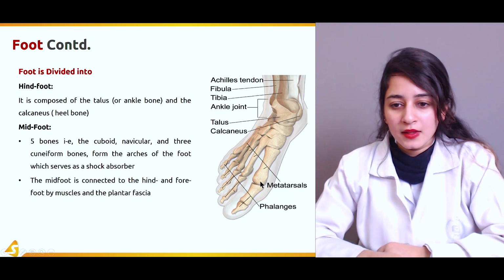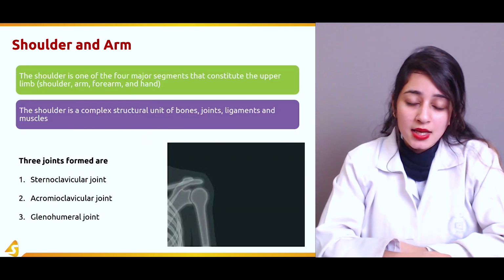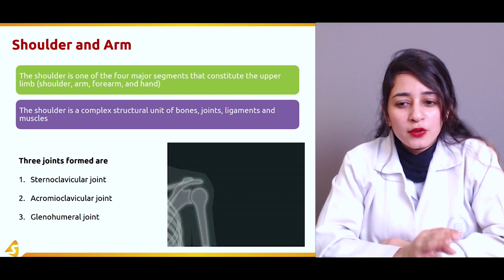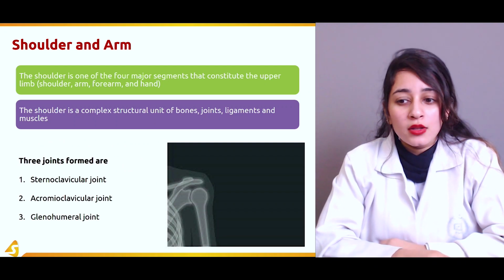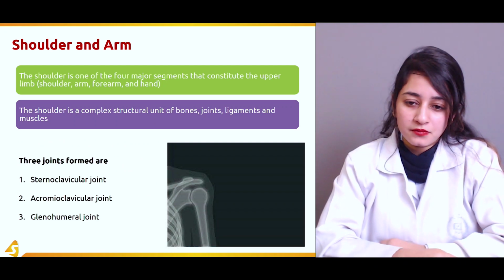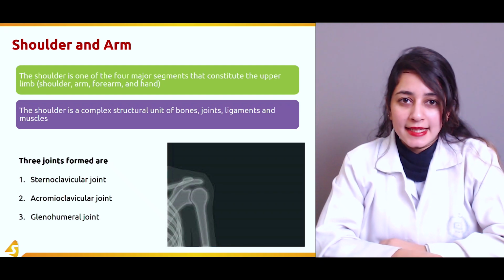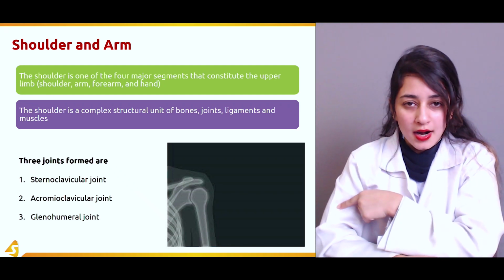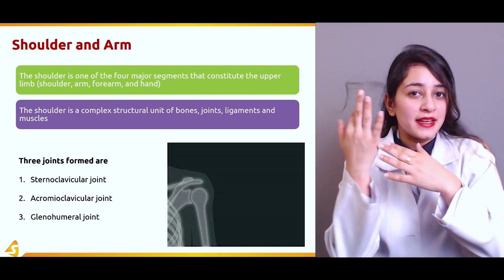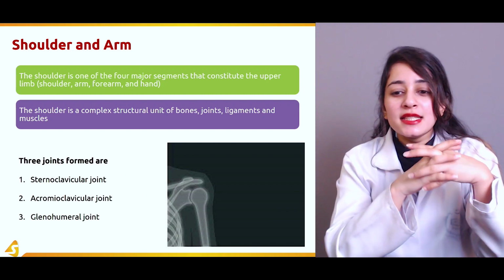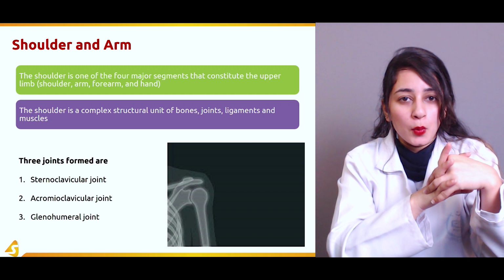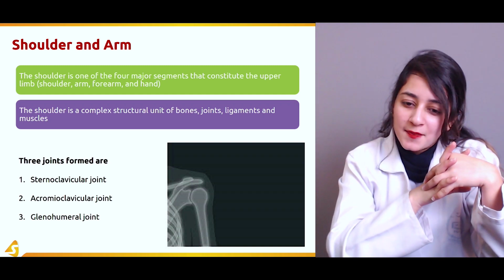Okay. Now we have shoulder and arm. The shoulder is one of the 4 major segments that constitute the upper limb. It has shoulder, arm, forearm, and then finally we have hand. The shoulder is a complex structural unit of bone, joints, ligaments, and muscles.